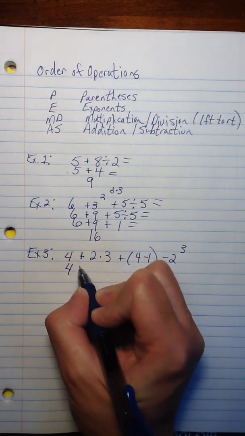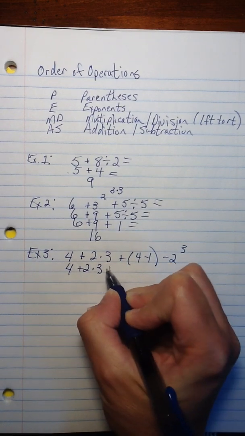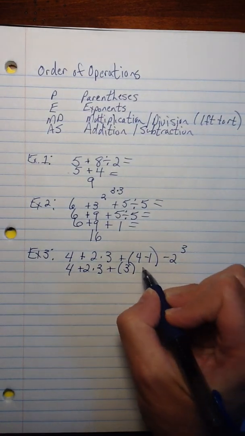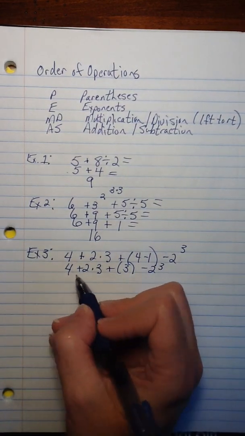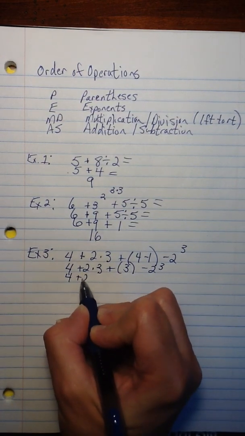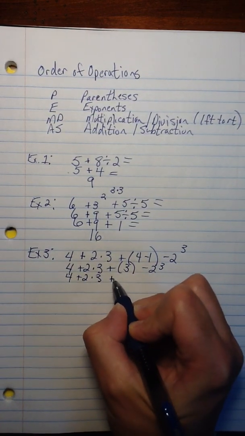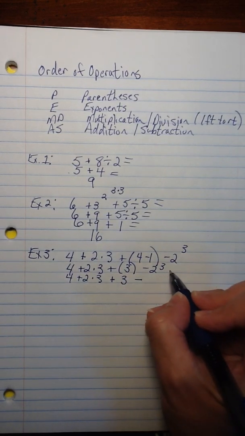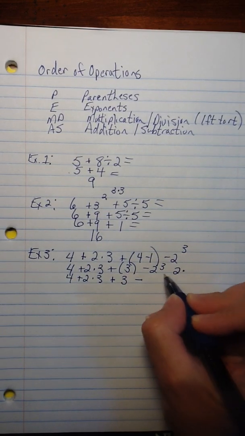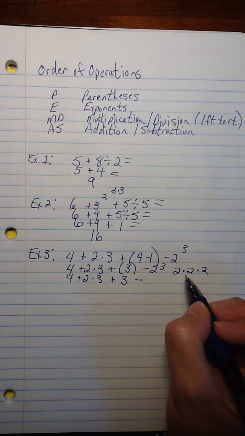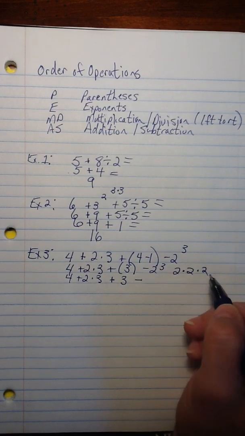Okay, so I have 4 plus 2 times 3 plus 4 minus 1 is 3 minus 2 to the 3rd power. I did parentheses first. Now I have exponents. 4 plus 2 times 3 plus 3, I didn't really need the parentheses, minus, what does this 2 to the 3rd mean? Remember, 2 is the base. It becomes a factor 3 times. 2 times 2 is 4, times 2 is 8.